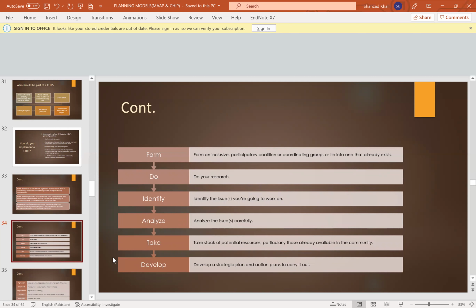Form an inclusive participatory coalition or coordinating group, or tie into one that already exists. Do your research. Identify the issues you are going to work on. Analyze the issues carefully. Take stock of potential resources, particularly those already available in the community, and develop a strategic plan and action plan to carry it out.